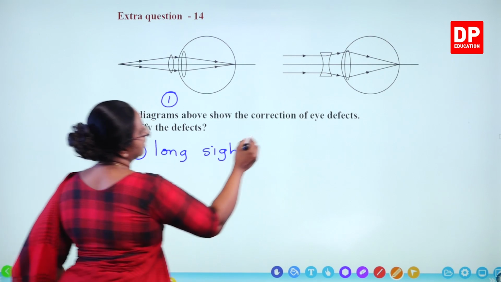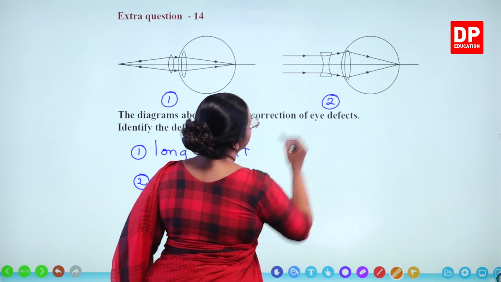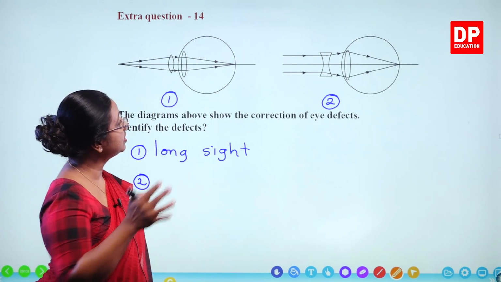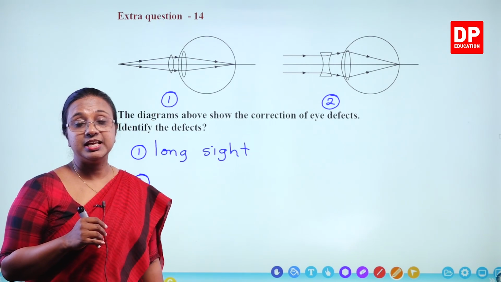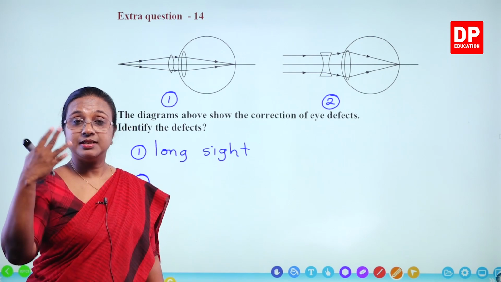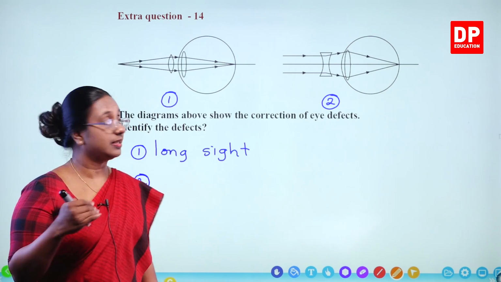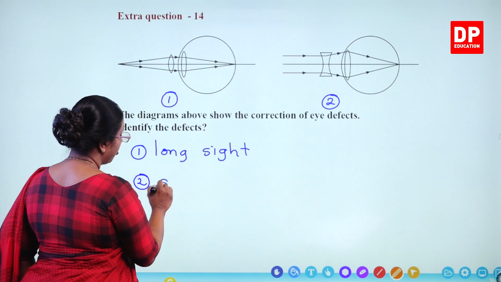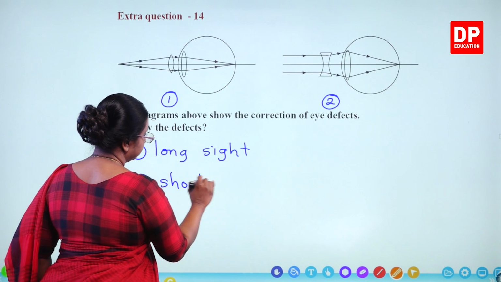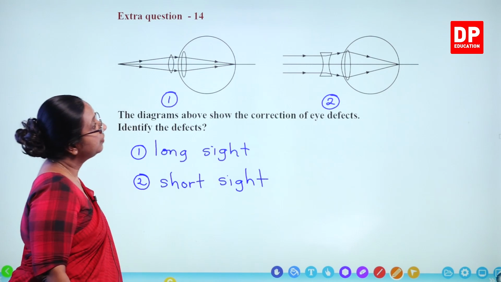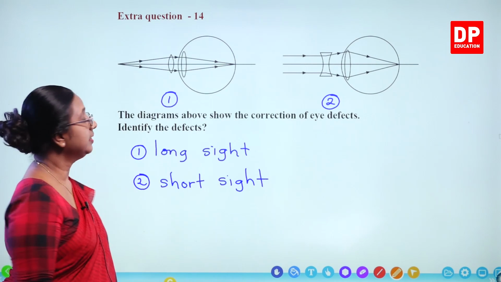Then the second one, that is this diagram. Here the rays that are coming parallel are diverged and then focused onto the retina. So that means the person can't see far objects clearly but can see close objects clearly. So that is short sight. With that, I will move on to the next question.